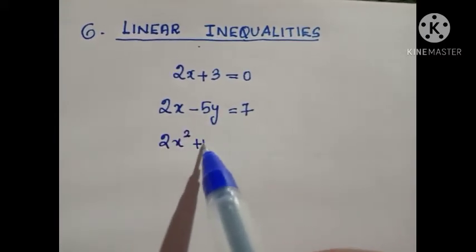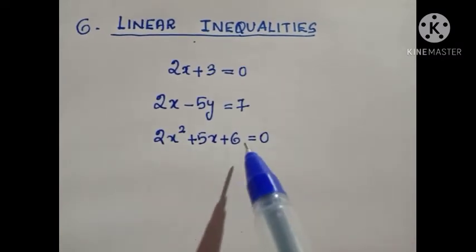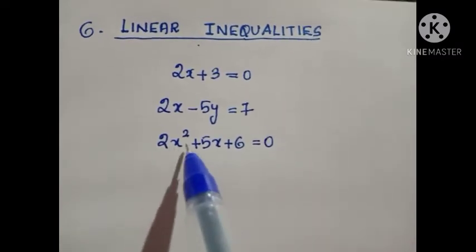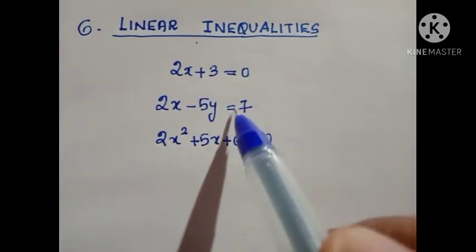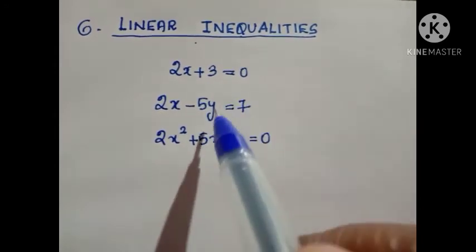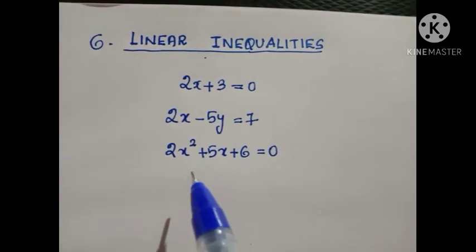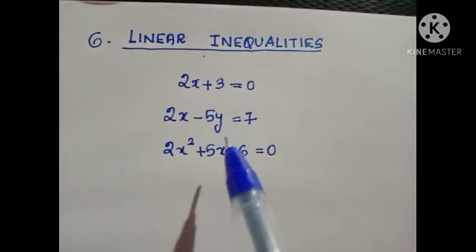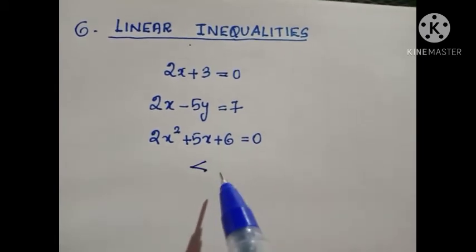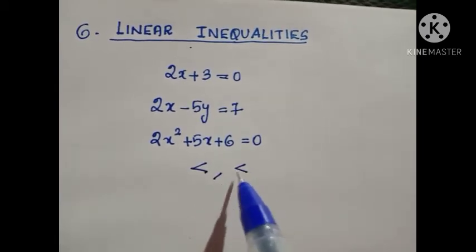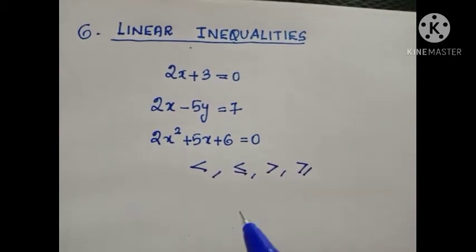Now 2x square plus 5x plus 6 equal to 0. It is a quadratic equation in one variable. Okay. So all these expressions have an equal sign and therefore this is called an equation. So our question is, is it possible to write any expression having these signs? These signs means less than or equal to, greater than or equal to.